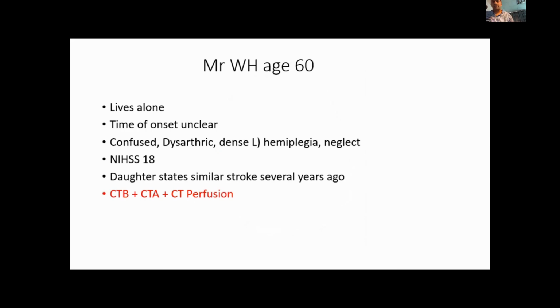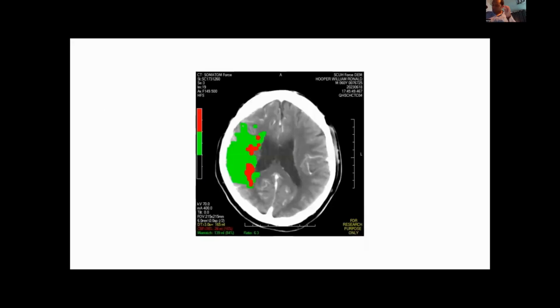The question here is we don't have a time of onset. This could be a seizure. This could be a mimic. Could be anything. And of course, the lay of the land has now changed because of thrombectomy, because we now have this thing called perfusion scanning.